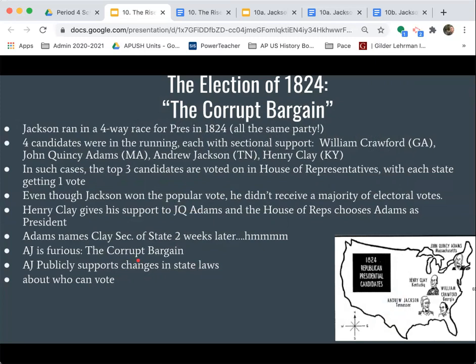So Jackson and his supporters start calling this the corrupt bargain. The corrupt bargain. Because their argument is that Clay had all the power and he gave Quincy Adams the presidency in exchange for becoming the Secretary of State. Go figure. It's this election that really starts to fracture the Democratic-Republican Party and the American people, but it really mobilizes Jackson's supporters to rally behind him in a much more aggressive way.